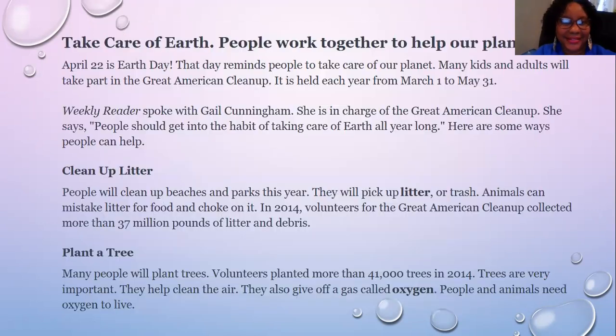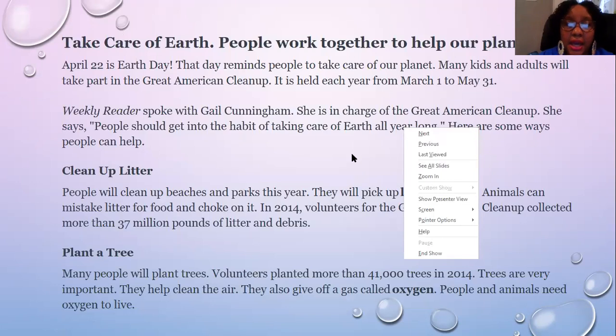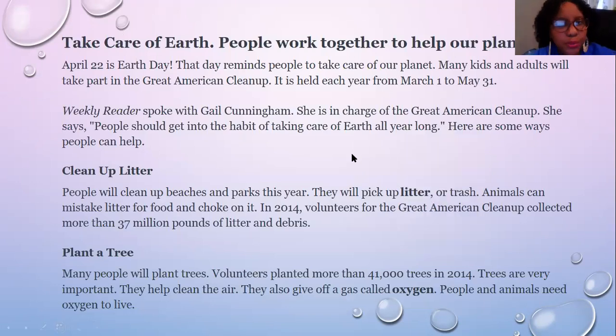Ready? This is the text that we'll be looking at. And some of you were saying, oh my God, Ms. Rivera, we have to read all of that? Absolutely, because you will be third graders very soon.